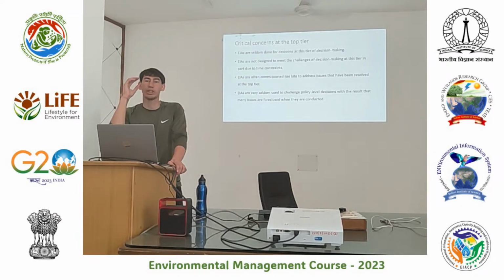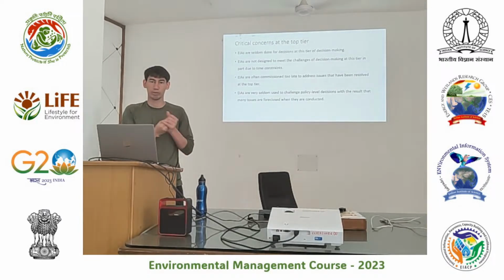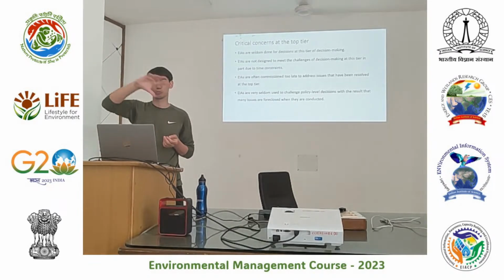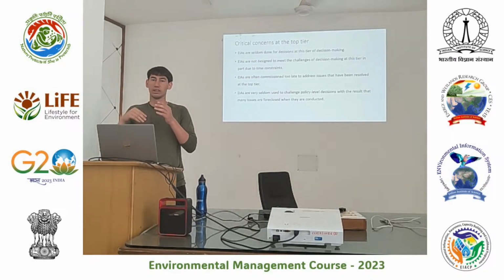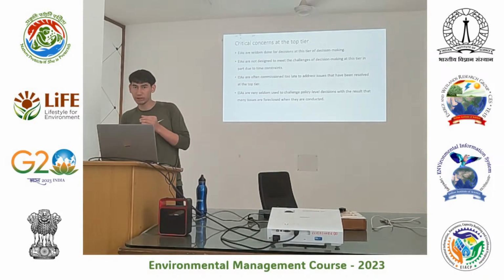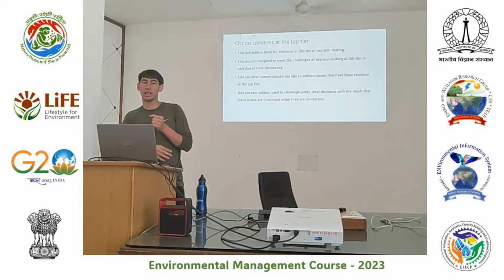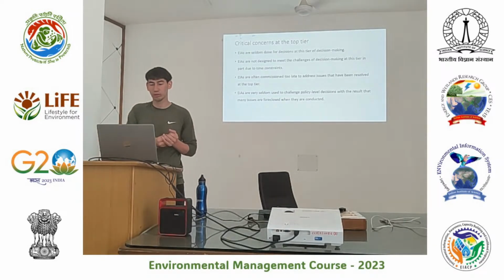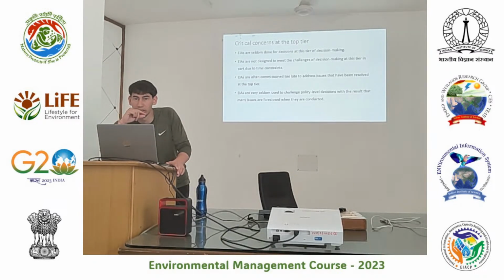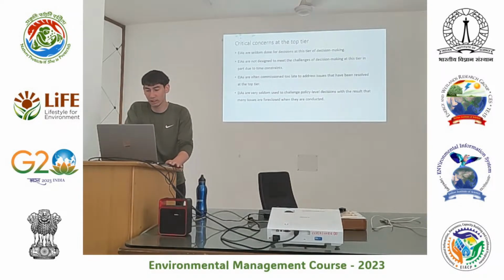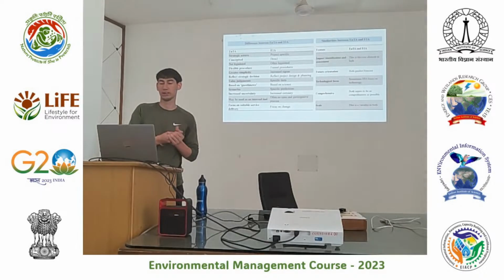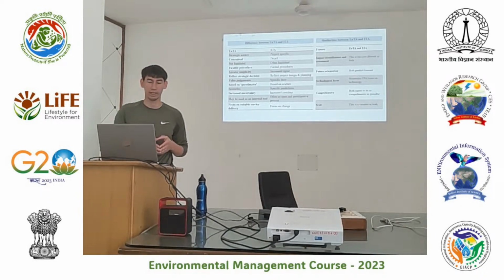At the top tier, if a certain problem arises, we can solve it by modeling or something similar. But when we do the detailed study, we see that the problem arises again, and it is too late to address because now it is the EIA in the detailed study. It was not addressed at the top tier. EIAs are also very seldom used to challenge policy level decisions, with the result that many issues are foreclosed by the time they are conducted. Then these are the differences and similarities between ENTA and EIA.